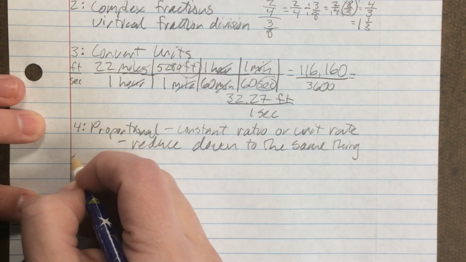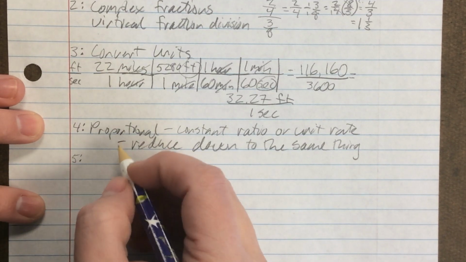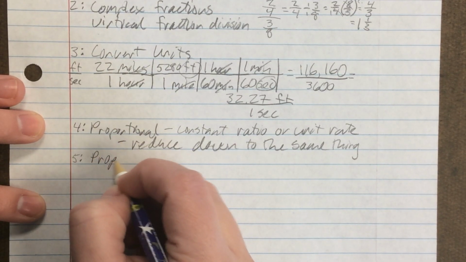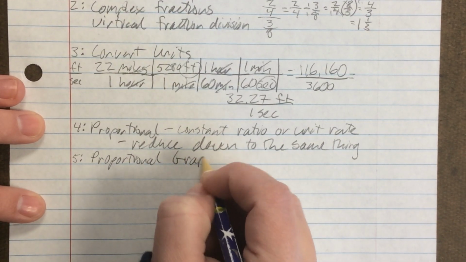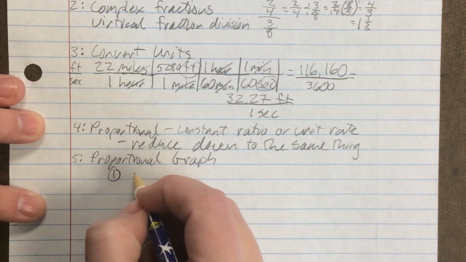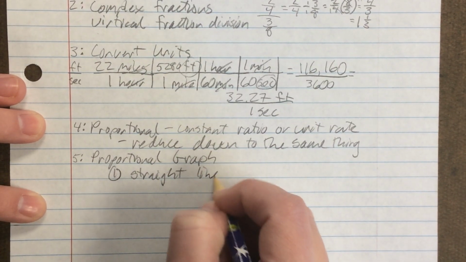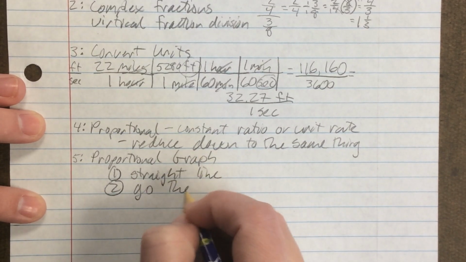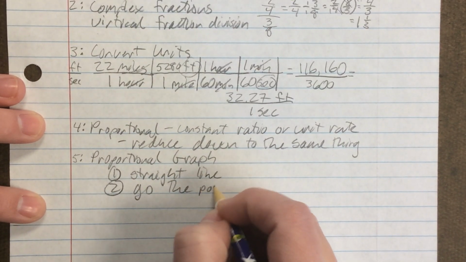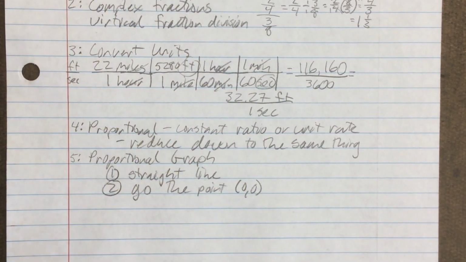Okay, then section 5, we talked about defining being proportional on a graph. And these are our 2 things. One, it has to be a straight line. And 2, it has to go through the origin, or the point 0, 0. Okay?